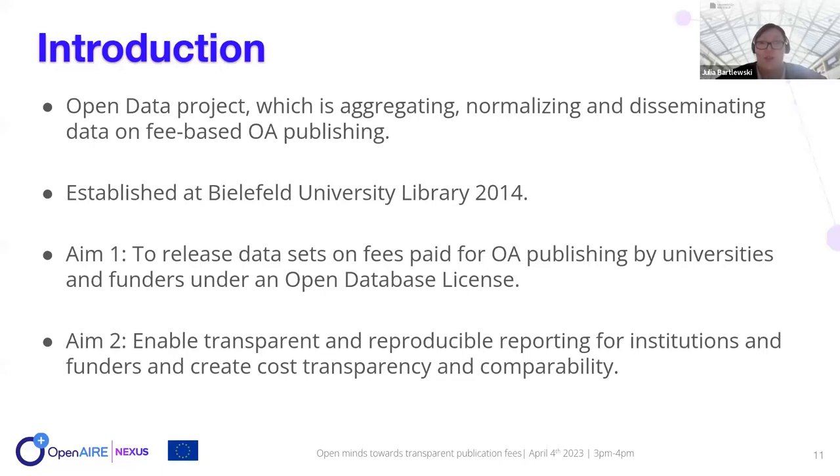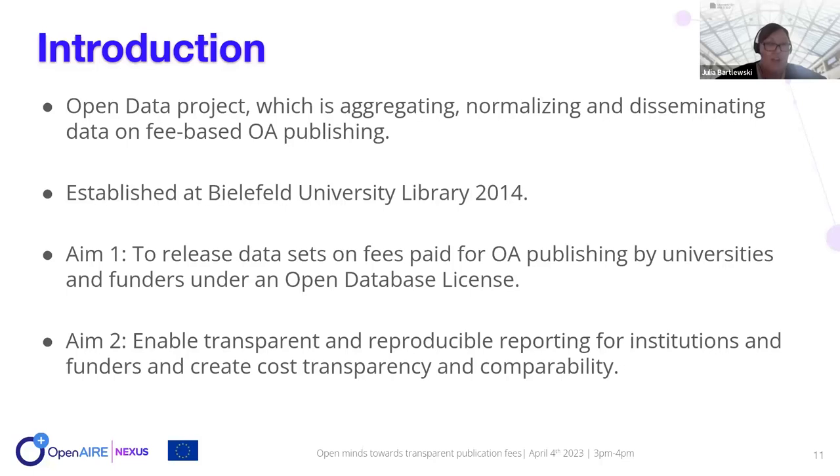Our aims in general are to establish cost transparency and also comparability, because if you want to make policy or decisions within this open access transition framework, you need good data and numbers. An important step to achieve this is by enabling transparent and reproducible reporting for institutions and funders. Christoph will explain the reporting to OpenAPC in more detail in a minute. OpenAPC also wants to help to track development of cost over time.